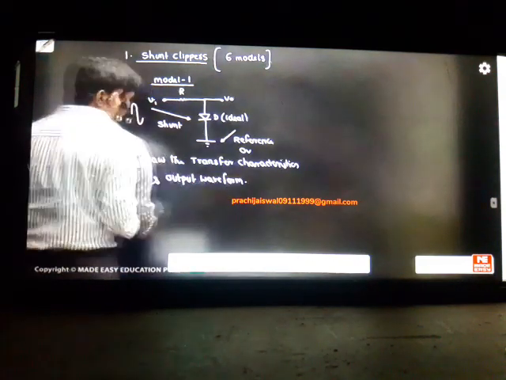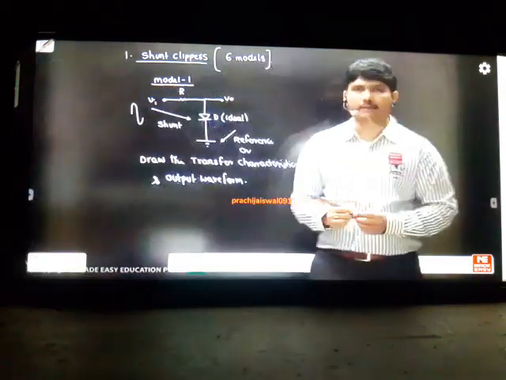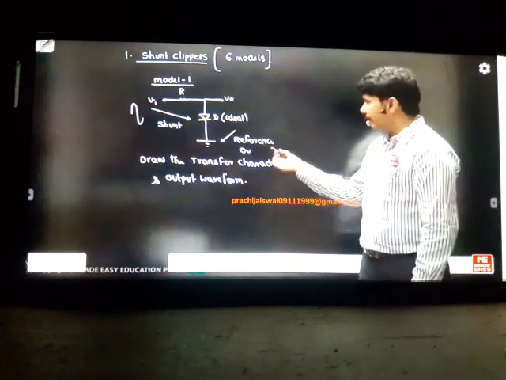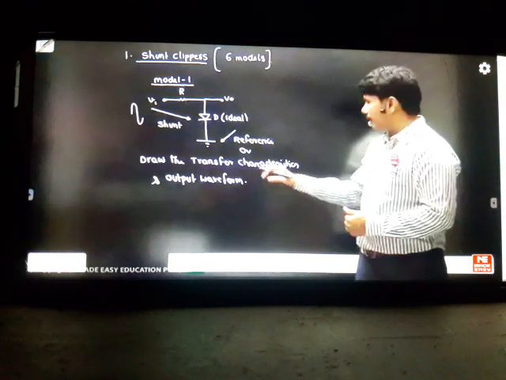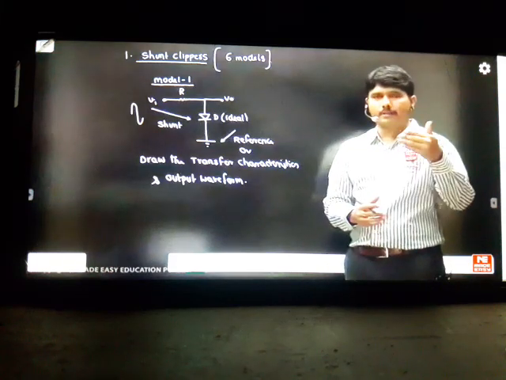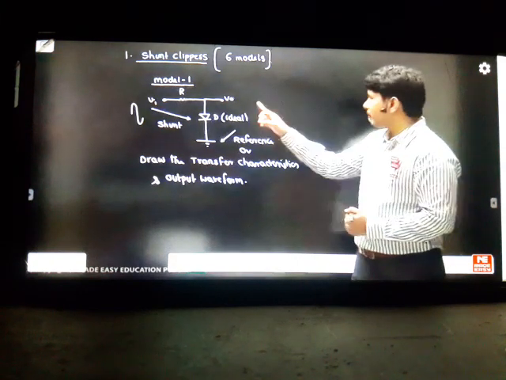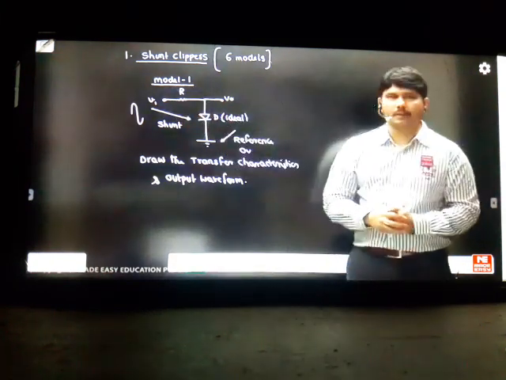So mainly you have to understand how to draw a transfer characteristic for the circuit and how to draw the output waveform for the circuit. Mainly the concept is based on these two topics. In exams, they'll ask you to show the transfer characteristic for any clipper circuit. Transfer characteristic is nothing but a graph of output voltage versus input voltage. How the output behaves with your input voltage, we call it the transfer characteristic.